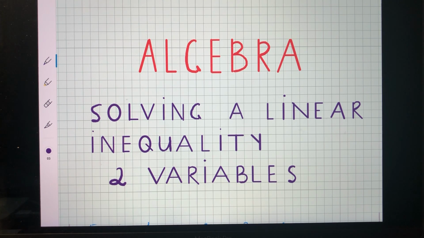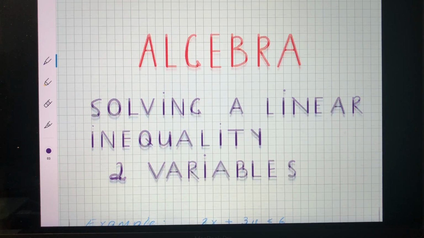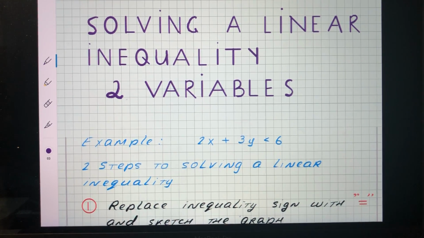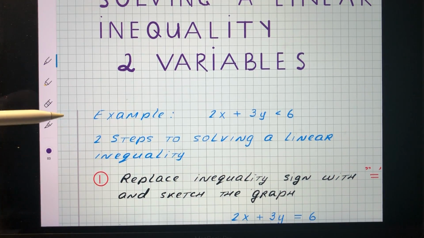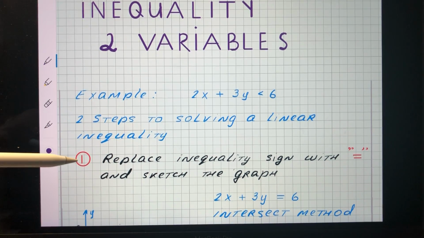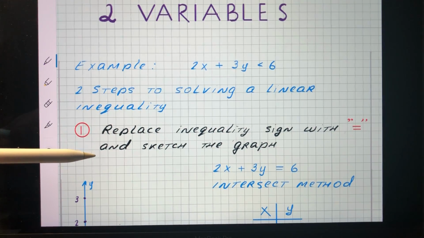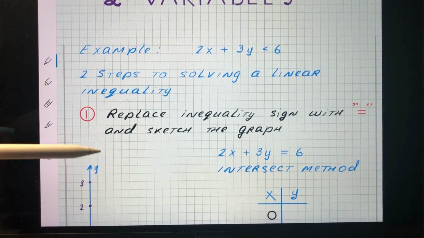Hello and welcome. In this video, let us solve a linear inequality with two variables. For example, here is 2x plus 3y is less than 6. There are two steps to solving a linear inequality. First, we replace the inequality symbol with an equal sign and we sketch the graph.